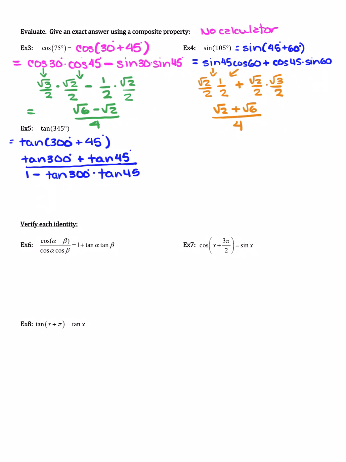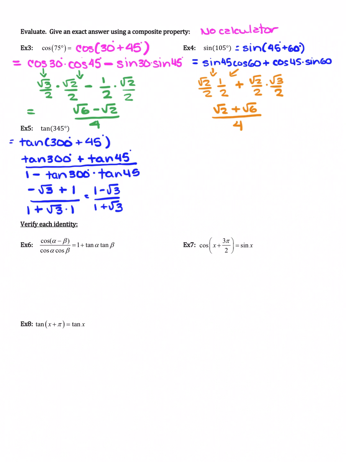And now we evaluate. All right, so tangent of 300 degrees, that's a reference angle of 60, and tangent is sine over cosine, so that is, and 300 degrees, it's going to be negative, so this is going to be a negative rad 3. Plus, tangent of 45 is just 1. That was friendly. On the bottom, we have 1 minus tangent of 300 is a negative rad 3 times 1. So what you see here, I'm going to rewrite this as 1 minus rad 3 over 1 plus rad 3.